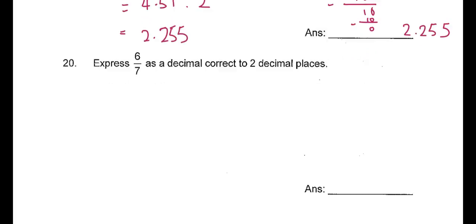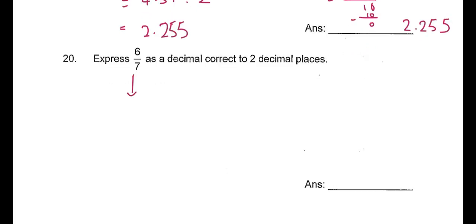Express 6 over 7 as a decimal. So 6 over 7 is the same as 6 divided by 7. Now from left to right, I know 6 came first. So 6 goes into the house, 7 out of the house. So it cannot be divided, so I'm going to put a 0.